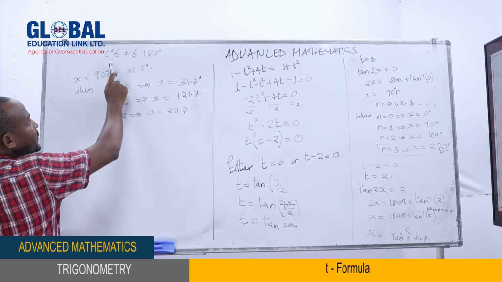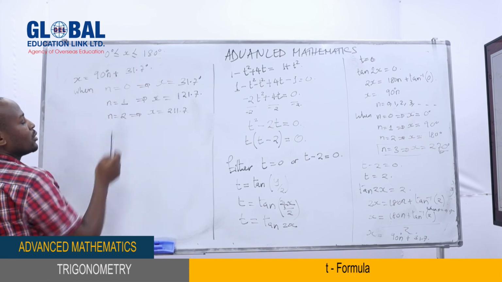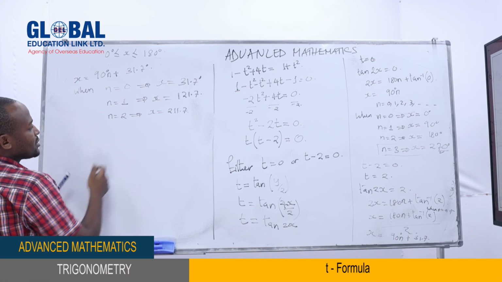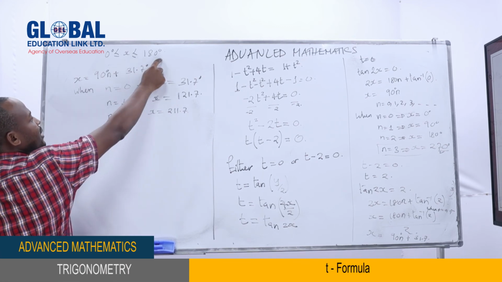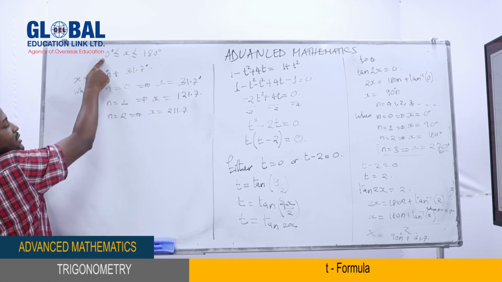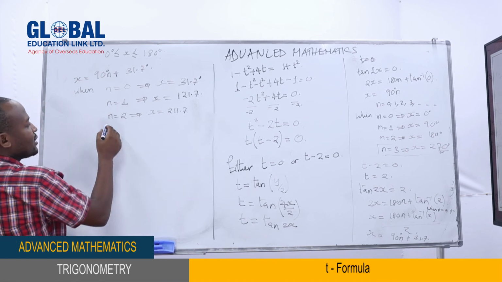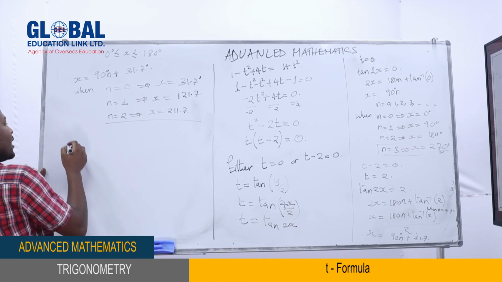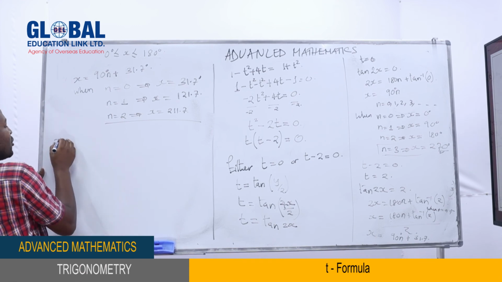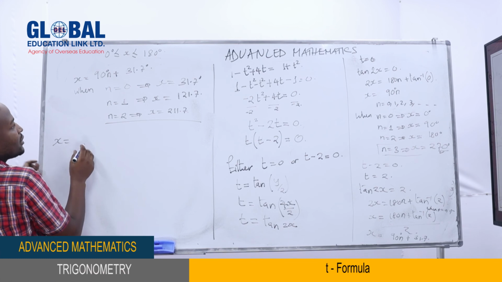We were told that it should range from 0 to 180. That is to say, if we obtain a number that is greater than 180 or less than 0, it is out of the solution set that we have been given. That is to say, this we cannot write in a solution set. That is to say, the values of x, collecting them to be equal to what?